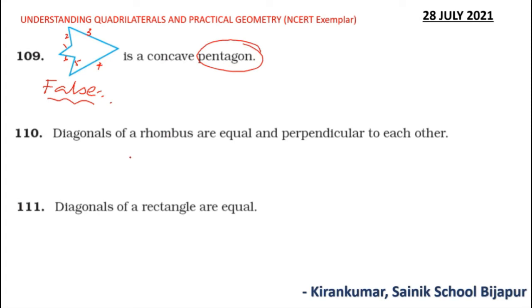Question 110. Diagonals of rhombus are equal and perpendicular to each other. This statement is a false statement, as the diagonals of rhombus are perpendicular to each other, but they are not equal. They have given here equal, so the statement is false. Question 111. Diagonals of a rectangle are equal. This statement is true.